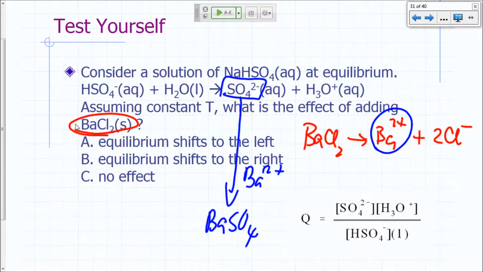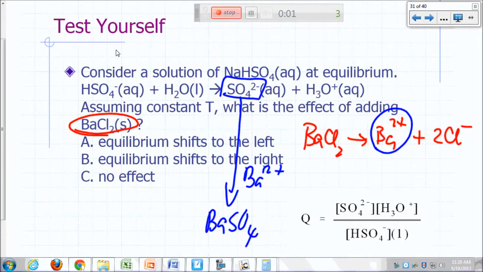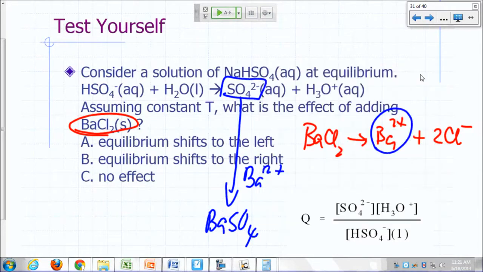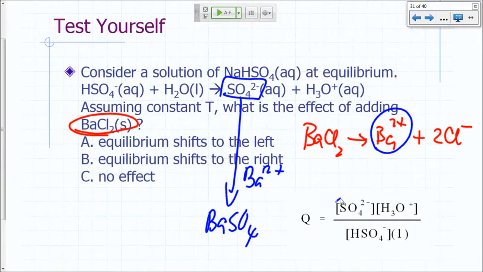So which way will the reaction shift? To the left or to the right? It will shift to the right. You're removing sulfate, so what happens to this number right here? This drops, right? So Q drops. If Q drops, then the reaction shifts to the right. Okay?